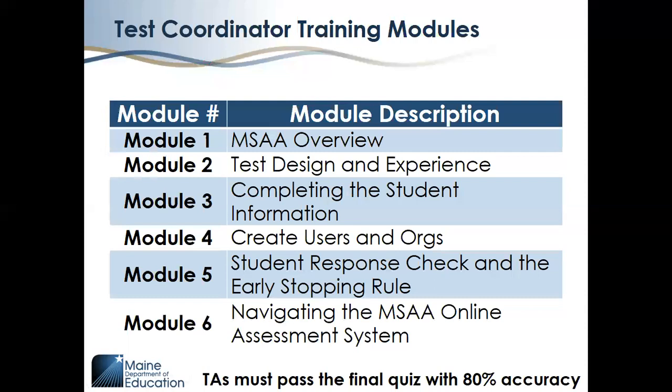TAs also have 6 modules to complete and must pass the final quiz with at least an 80% accuracy score to administer an assessment. TAs are required to pass the end of the training quiz at 80% accuracy to access the student's test or the Directions for Test Administration.